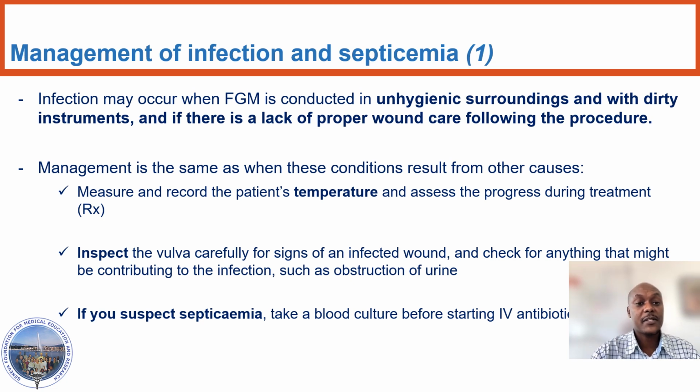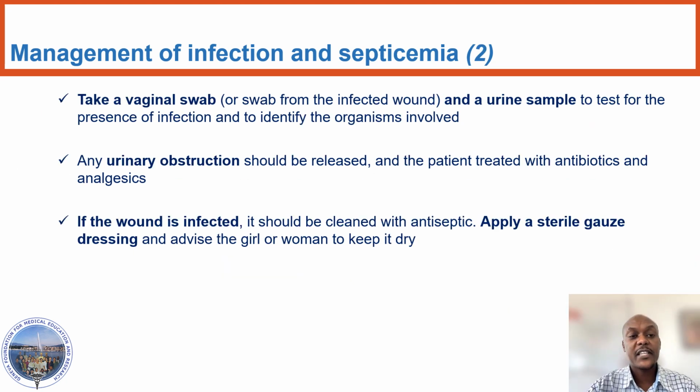Management of infection and septicemia is the same as when these conditions result from other causes. First, you measure and record the patient's temperature, assessing the progress during treatment. You inspect the vulva carefully for signs of an infected wound, and then check for anything that may be contributing to the infection, such as obstruction of urine. If you suspect septicemia, you take a blood culture before starting IV antibiotic treatment. You can also take a vaginal swab or swab from the infected wound and a urine sample to test for the presence of infection and to identify the organisms involved.